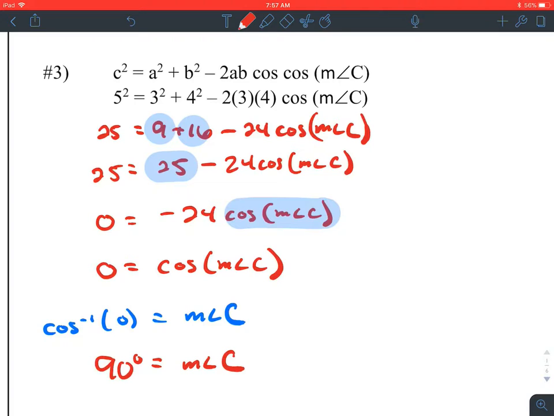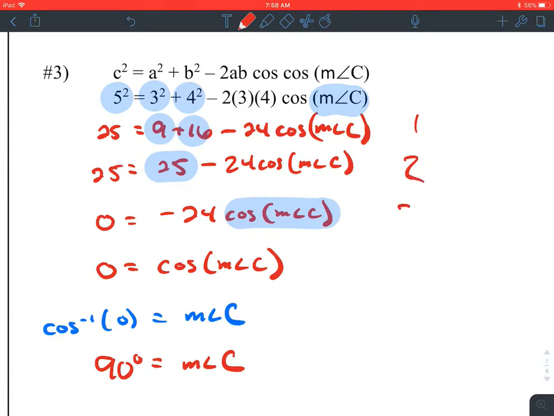Here's why that shouldn't surprise you. Well, it probably does surprise you. But as you get older, it won't surprise you. This is actually a 3, 4, 5 triangle. And we just found the measure of the 90-degree angle. Remember, the 3, 4, 5 is a Pythagorean triple.